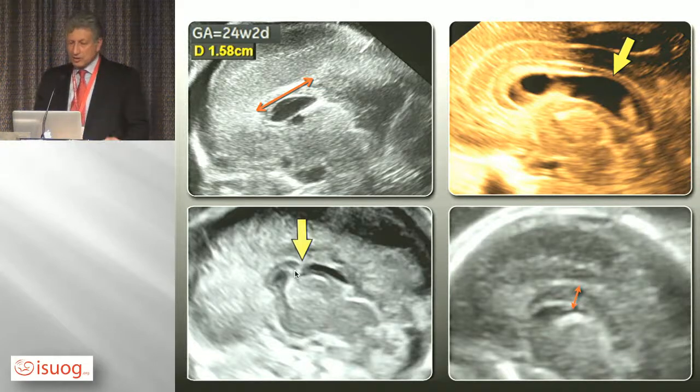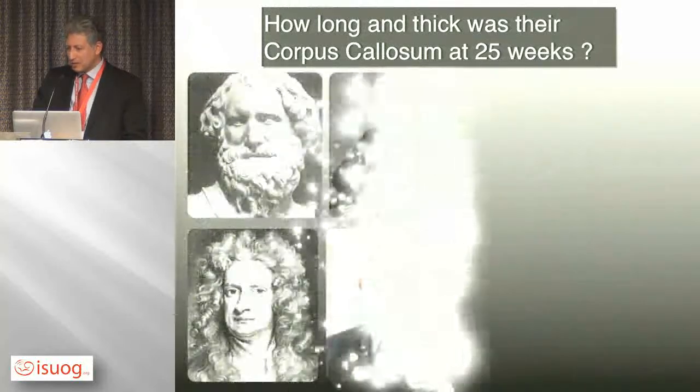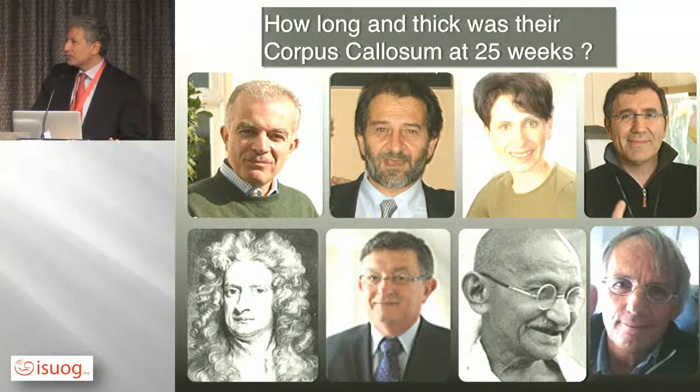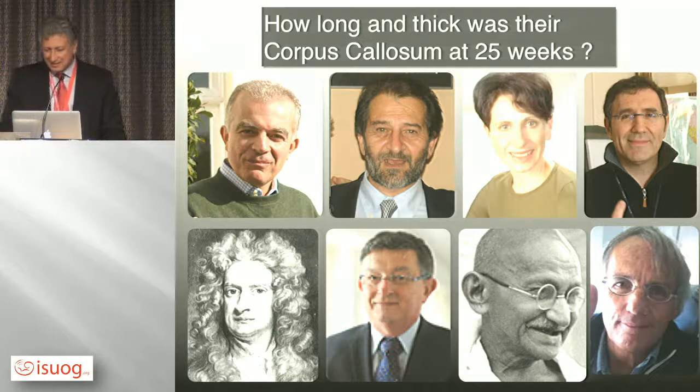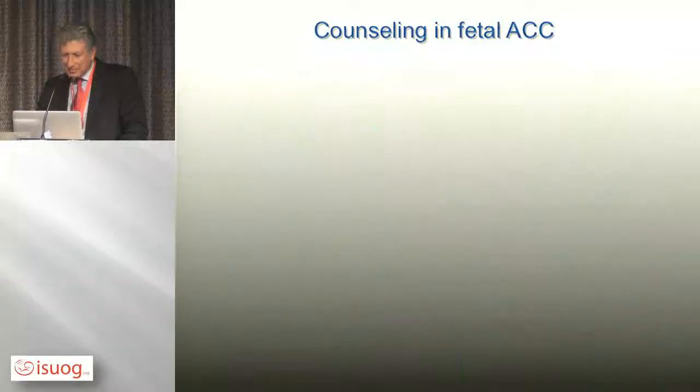I could show you additional ones. I want to show you only that these are abnormal, but we don't know the prognosis. This is why we should get additional information from the fetus, from MR, and so on. We also have to be careful because we don't know the outcome of all these people. How long and thick was their corpus callosum at 25 weeks? No one knows. You don't know how they were in utero. This is why you should give a chance for some slightly other-looking persons or people. So I come now to the part which could be interesting, which is counseling.